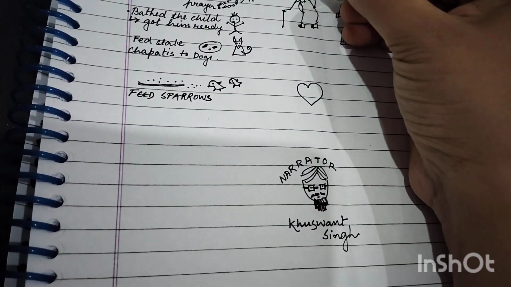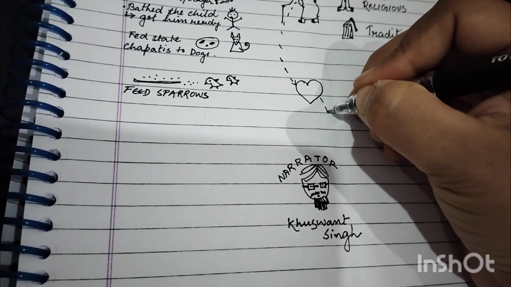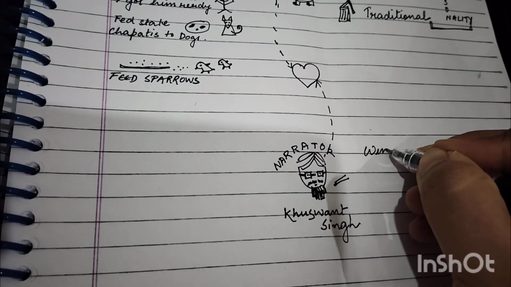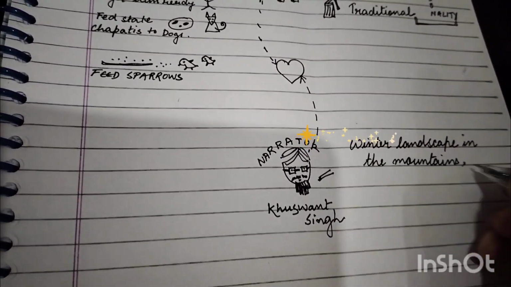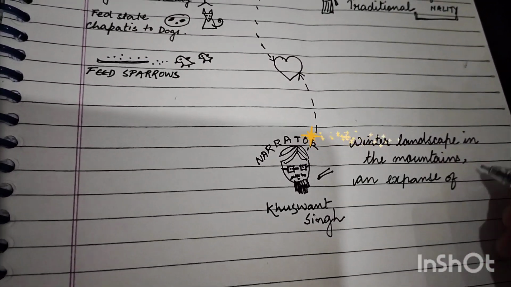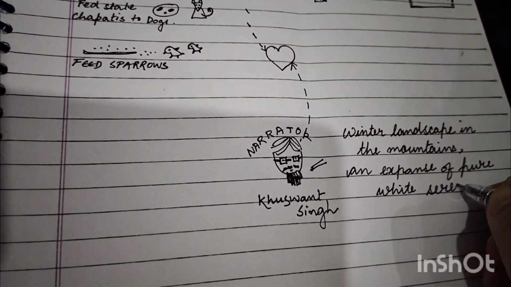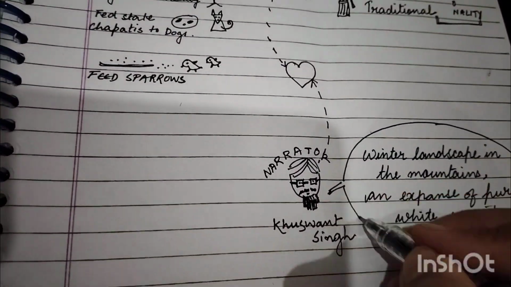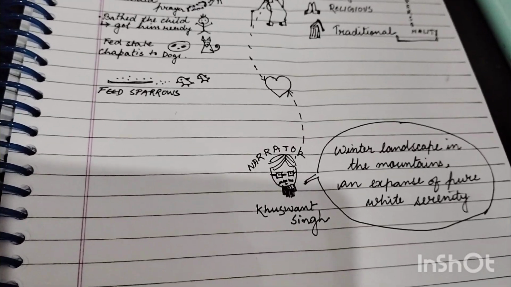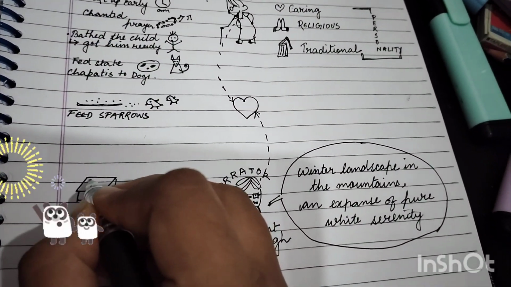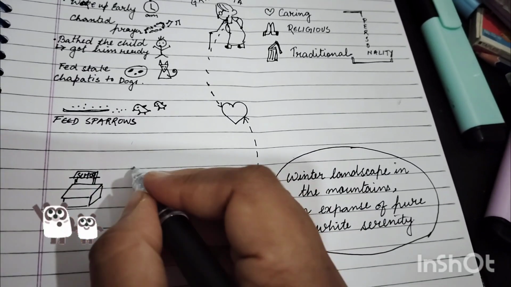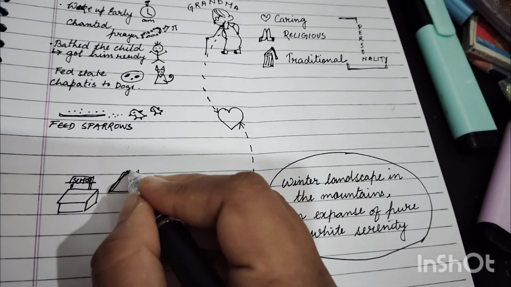Coming to the narrator, at the beginning he said that his grandma was as beautiful as a winter landscape in the mountains, an expanse of pure white serenity. In the village, he used to go to a school near a temple along with his grandma. And they used to have a great time together.